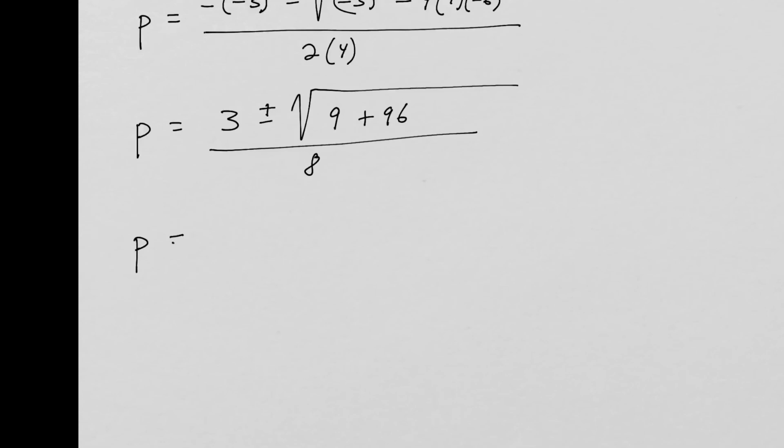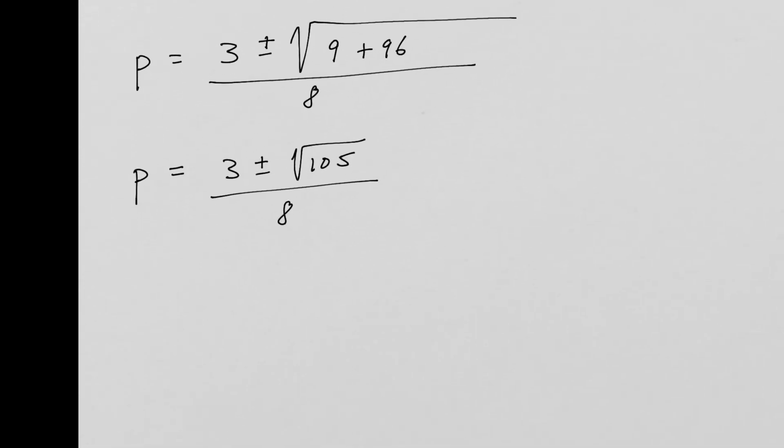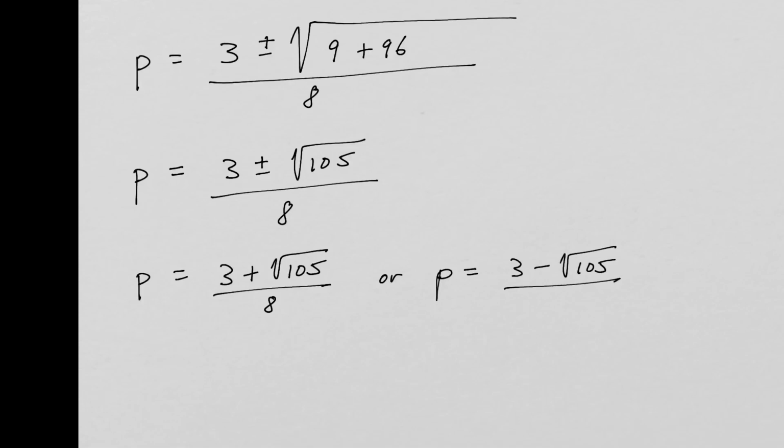Okay, and then finally, I can say p is equal to 3 plus or minus the square root of 105, and that's all divided by 8. So that would be the answer. And actually, if you want to split this up, you could say one answer is that p is equal to 3 plus the square root of 105 all over 8, or p is equal to 3 minus the square root of 105 all over 8. And we can't really simplify it much more than that. Okay, let me do one more example.